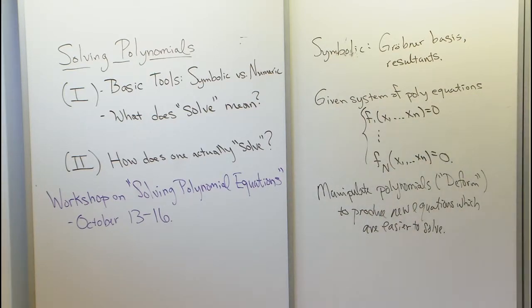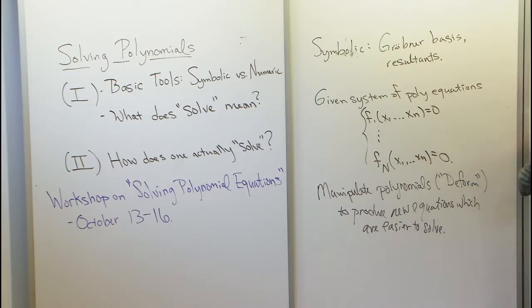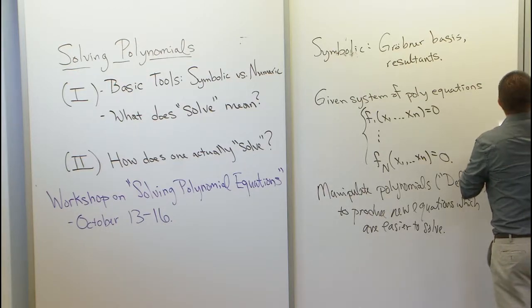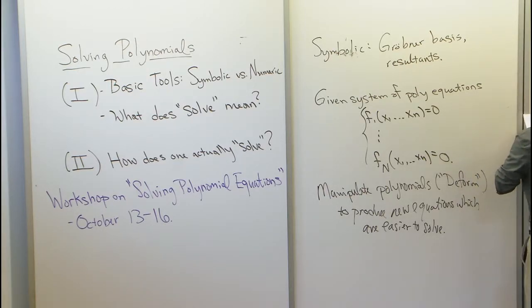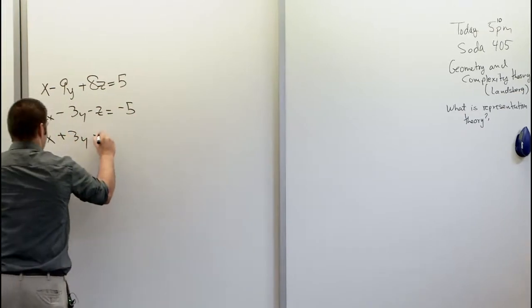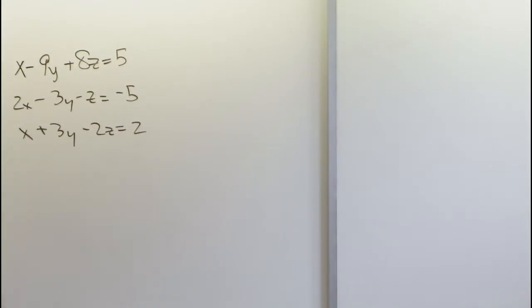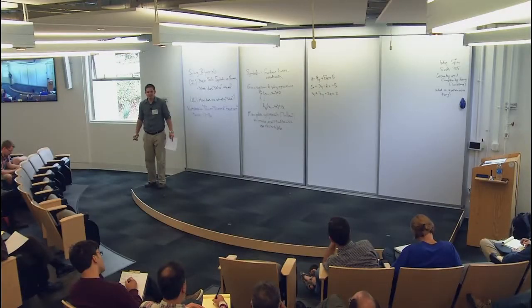We've been doing this in linear algebra for a long time, so let's write down a linear system of equations. We have x minus 9y plus 8z is equal to 5. 2x minus 3y minus z is equal to minus 5. x plus 3y minus 2z is equal to 2. In 1 second, can anyone tell me what the solution is? No. Okay, good.